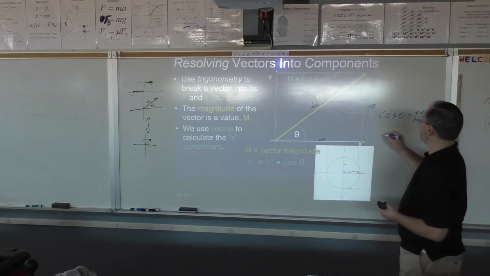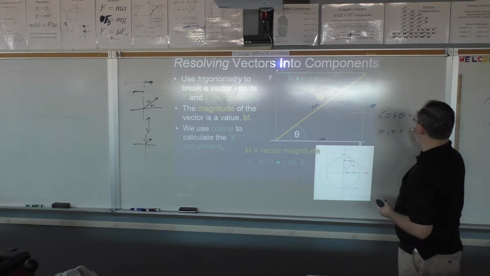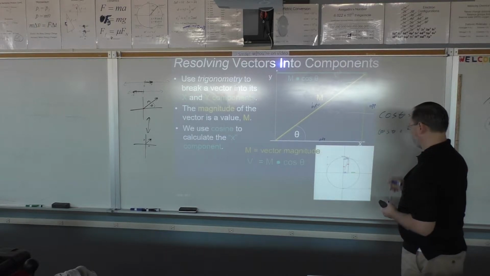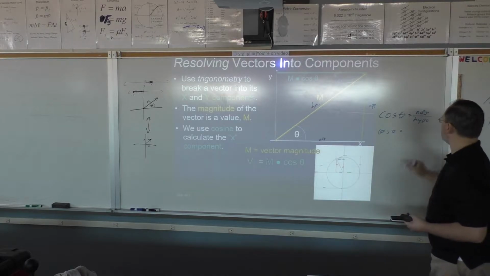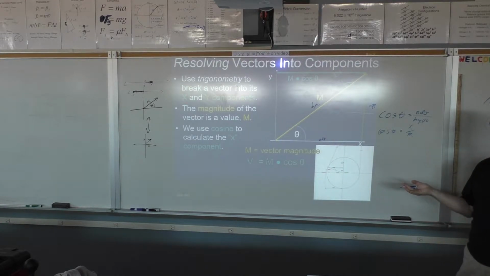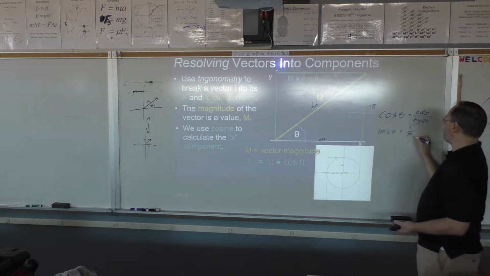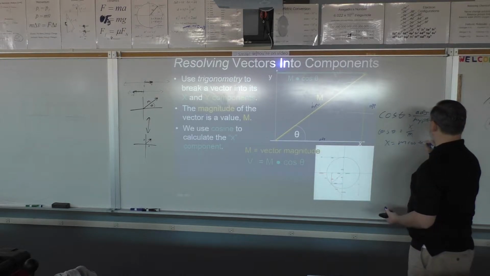So you can basically say cosine of the angle equals the adjacent leg, which is, in this case, x. So it equals x over the magnitude m. Make sense? And if you want to get m by itself, it's just x equals m cosine theta.